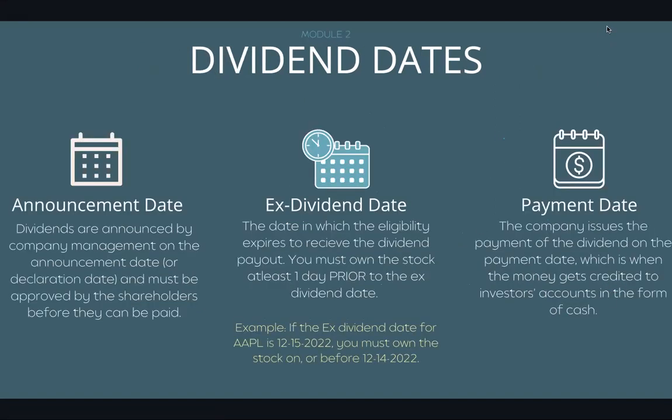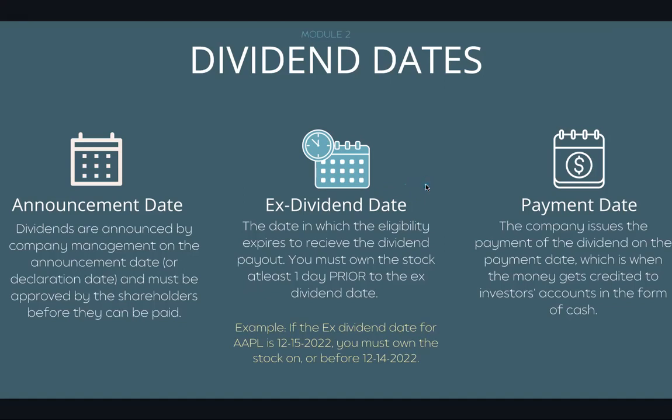So dividend dates, super important to know. Announcement date, that's pretty much just when the company puts out the announcement that, hey, we've declared a dividend and we're going to give it out, which is going to be the declaration or ex-dividend date. And this is usually approved by the shareholders. So, whoever are usually the highest shareholders in the company, they decide if the dividend is going to be paid out or not. After that's done, now we have the ex-dividend date, which is the date in which the eligibility expires to receive the dividend payout.